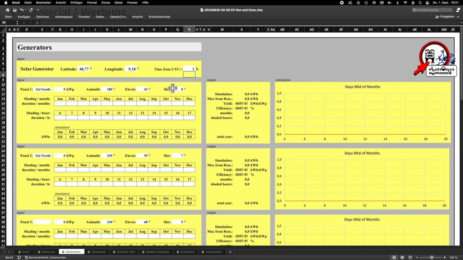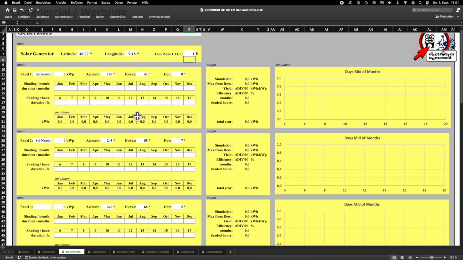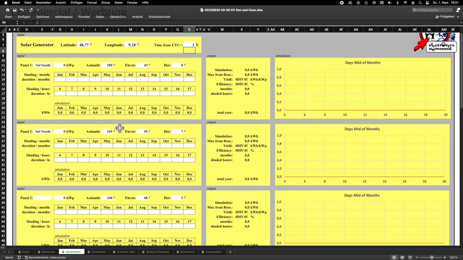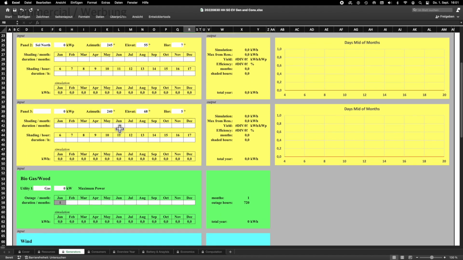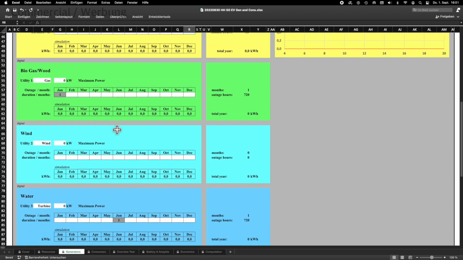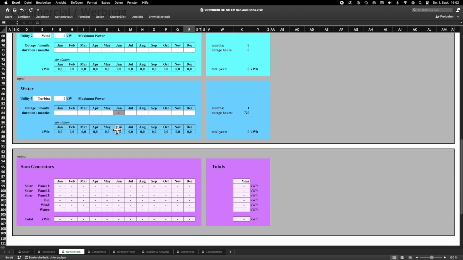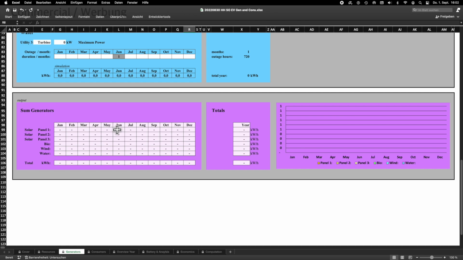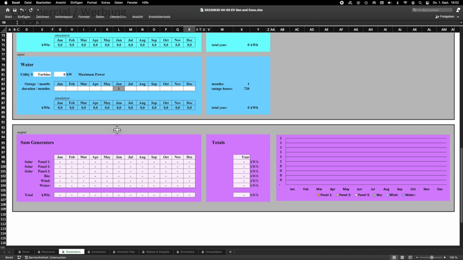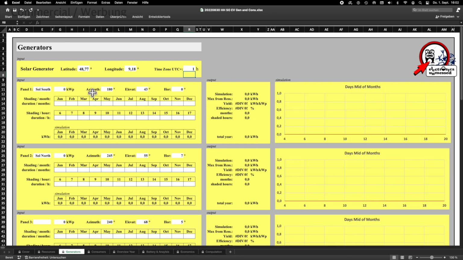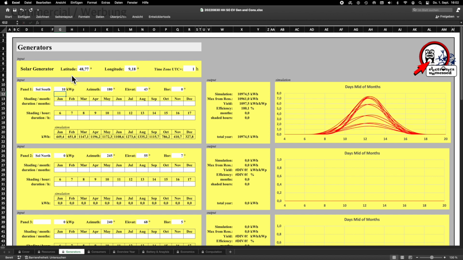Then we can insert the parameters for up to 3 photovoltaic generators, which can have different size and different orientation. Further options are biogas, wind and water generators. Now back to our solar panel number 1. Let's say that panel 1 has an output of 10 kilowatt peak, which corresponds roughly to a panel size of 30 to 40 square meters.